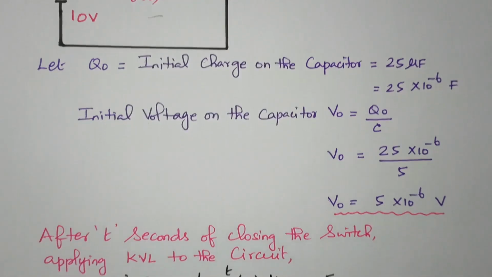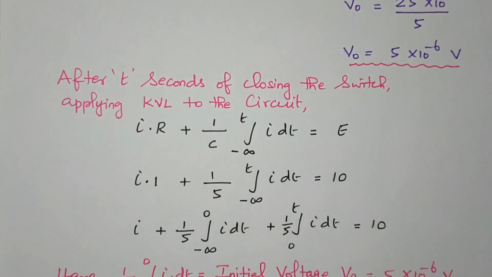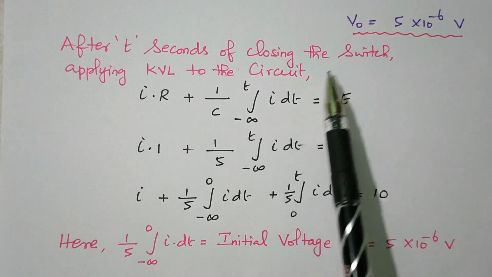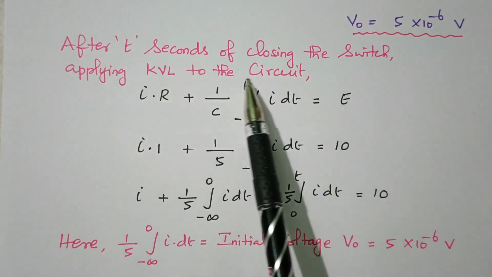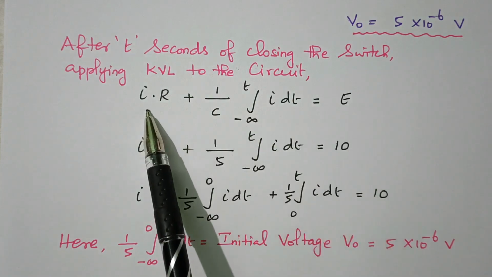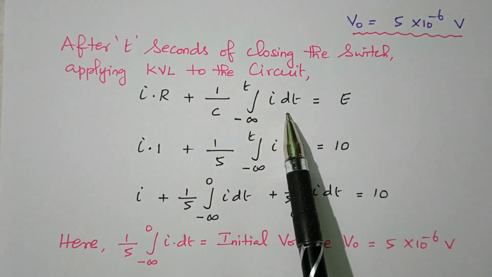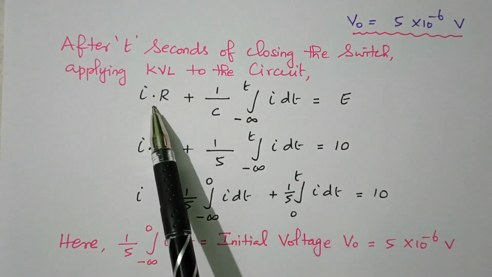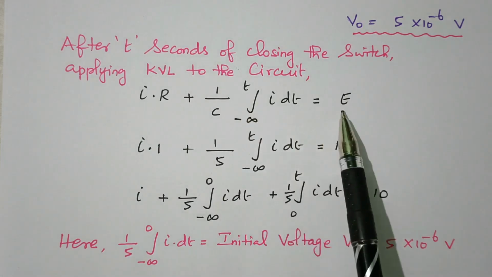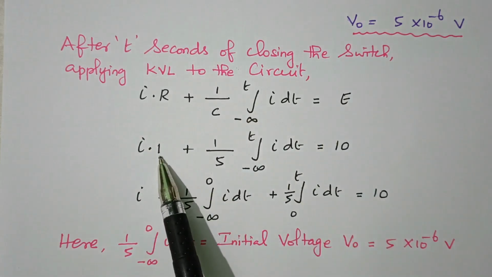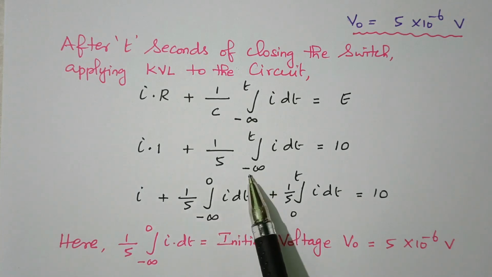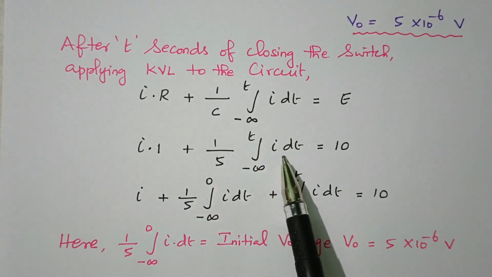Now we'll go to Kirchhoff's voltage law, KVL. After t seconds of closing the switch, apply Kirchhoff's voltage law to the circuit. We already discussed voltage rise equal to voltage drop. Voltage drop across resistor, voltage drop across capacitor. I into R plus 1 by C integral minus infinity to t I dt equal to E. Right? I into R, R value is 1, plus 1 by C, C value is 5 farad, integral minus infinity to t I dt equal to 10.